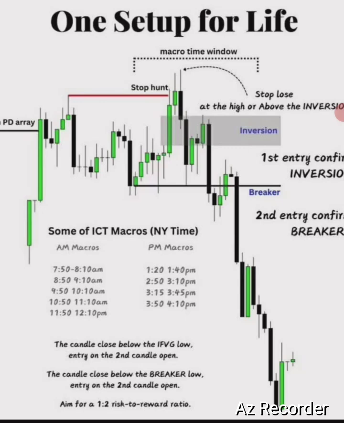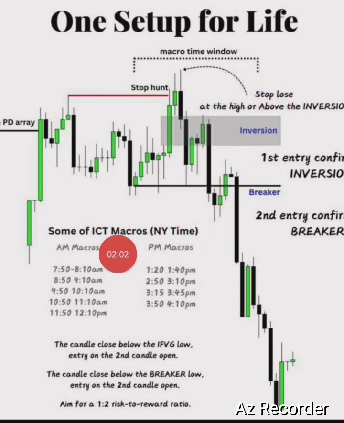So breakout, what are breakout patterns? Subsequent level where the second entry confirms a breakout. This is identified often after the candles close below a significant low, for example an IFVG, meaning FVG, IFVG, or breaker low.